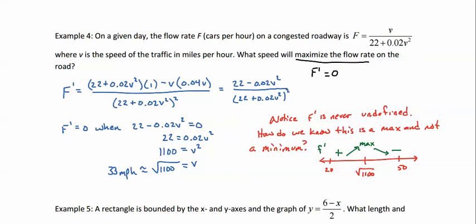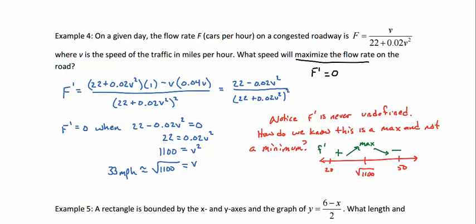So I want to find where f prime is equal to 0. Maximize the flow rate. Set the derivative of f equal to 0 and see what my v value is. So that's exactly what I do. I use the quotient rule and I find the denominator, 22 plus 0.02 v squared, multiplied by the derivative of the numerator, minus the numerator multiplied by the derivative of the denominator, all over the denominator squared.